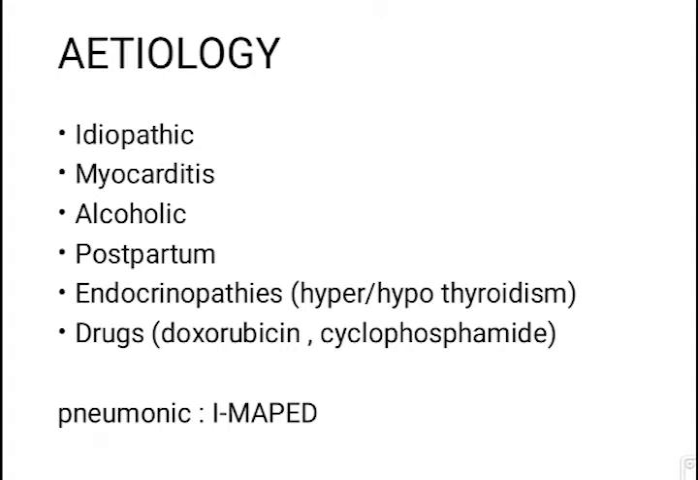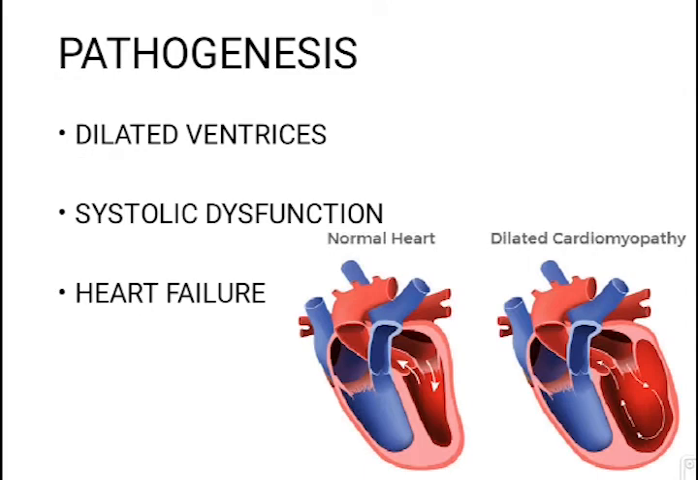A simple mnemonic to remember the causes for dilated cardiomyopathy is I MAPED. I for idiopathic, M for myocarditis, A for alcoholic, P for postpartum, E for endocrinopathies, D for drugs.